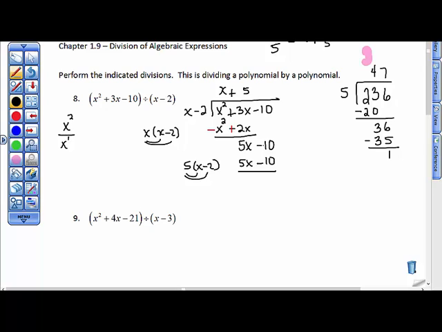Now, these don't necessarily always match, but when there is no remainder, that will be the case. Remember, you're subtracting next. So I'm going to change this sign and change this sign, and I have a remainder of 0. So my answer for this problem is just the x plus 5 because I have a remainder of 0. So that's just my answer.